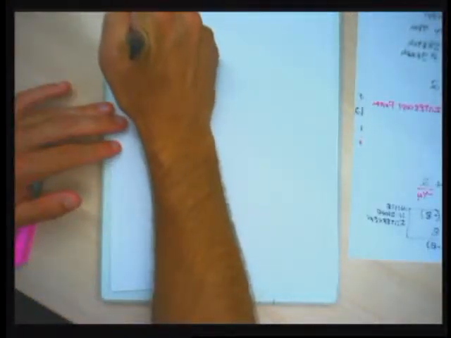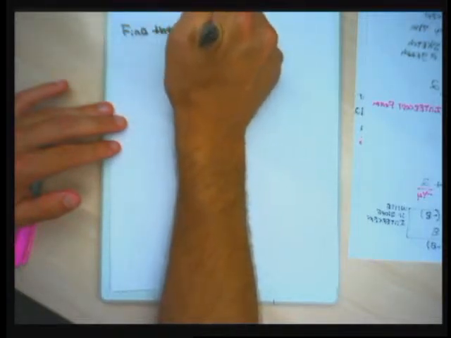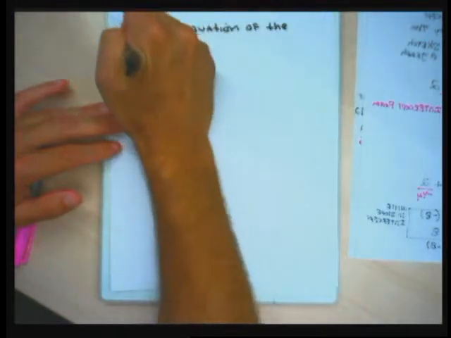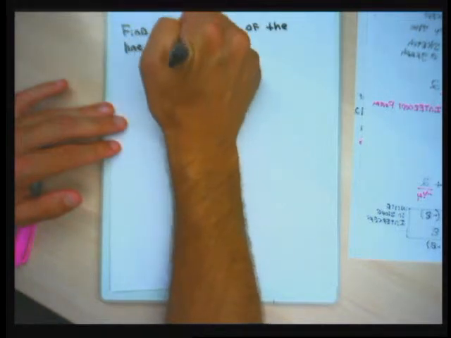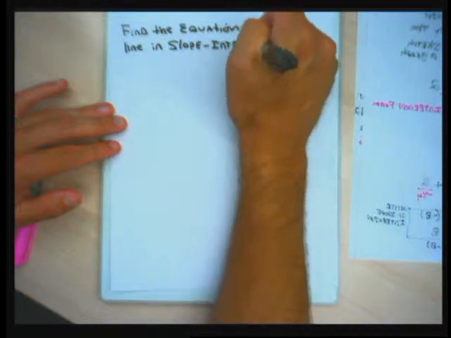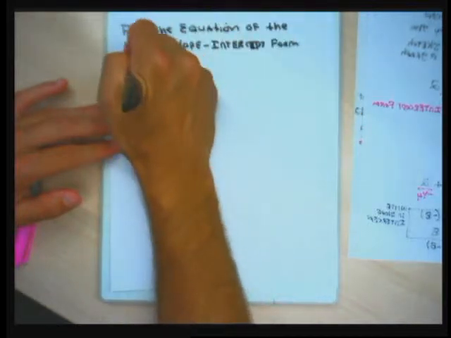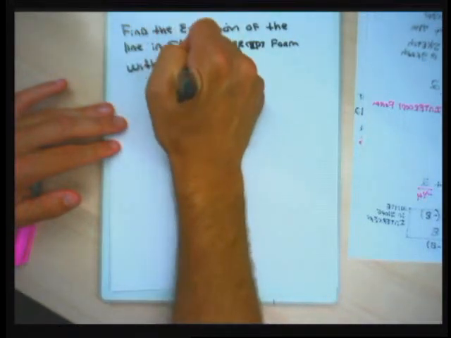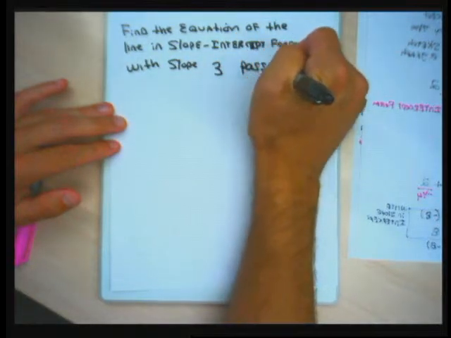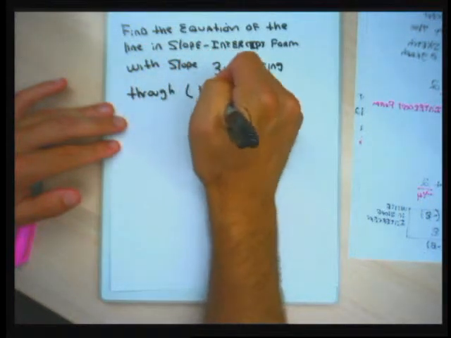So the next thing I'm going to do is find the equation of the line in slope-intercept form, that is, y equals mx plus b form, with slope 3 and passing through the point 1, 7.